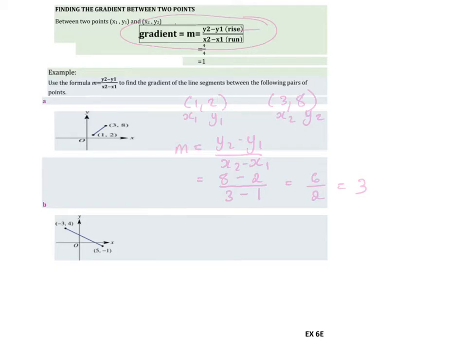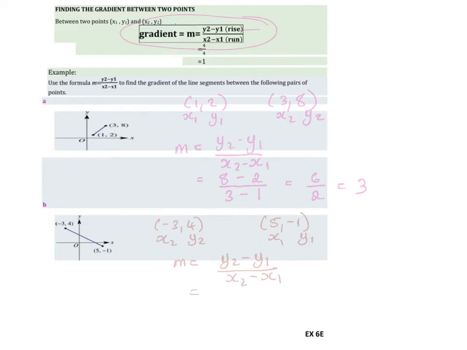And the last one here. All right, we have got the point (-3, 4). So let's start off the same way, (-3, 4). And we have the point (5, -1). Just to be different, let me call this one x2 and y2, just to show you that it still works. And then if this is x1, this needs to be y1. Again, it doesn't matter as long as the 1s are together and the 2s are together. So my rule is m equals y2 minus y1 over x2 minus x1.